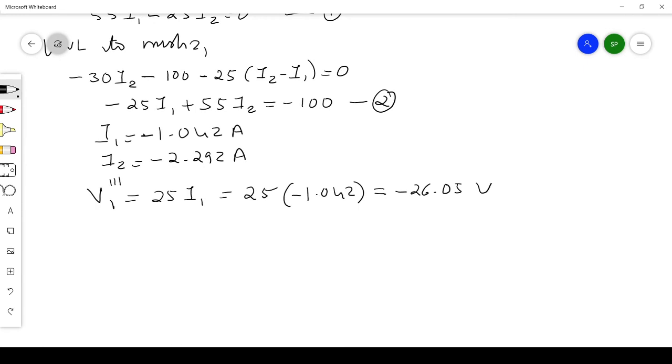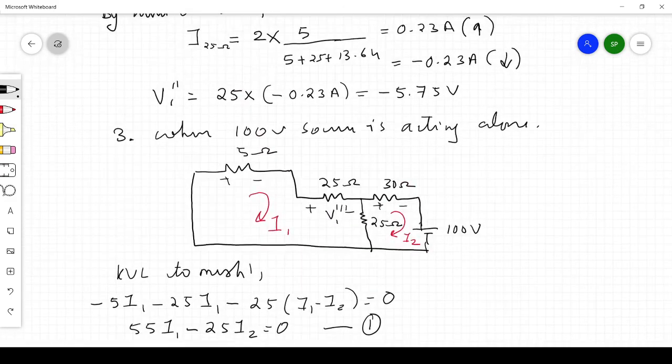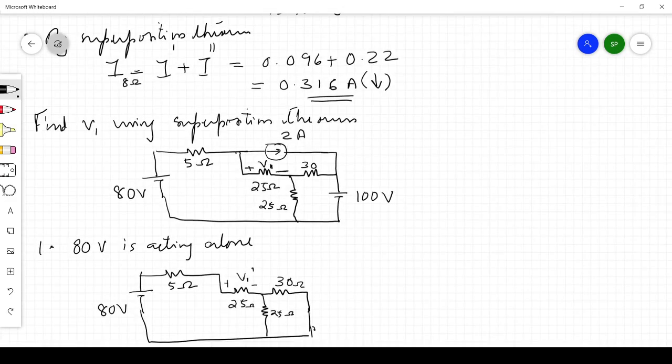Now what is the total? By the superposition theorem, you have to take the sum of all those voltages which we found individually. So V1 is nothing but V1 dash plus V1 double dash plus V1 triple dash. V1 dash we got as 41.83, V1 double dash we got as minus 5.75, and V1 triple dash as minus 26.05. So you get the answer as 0.03 volt. This is the answer for the voltage across this 25 ohm.